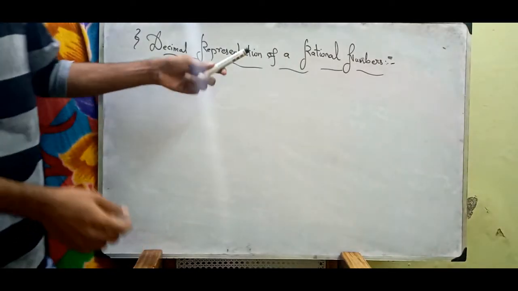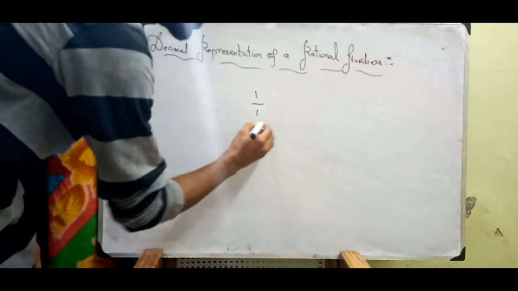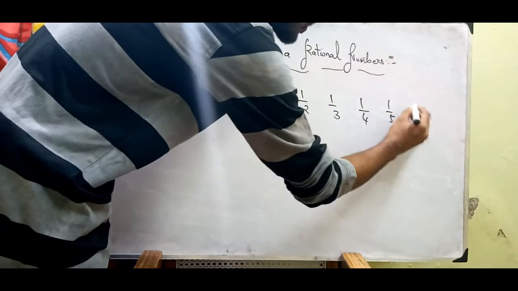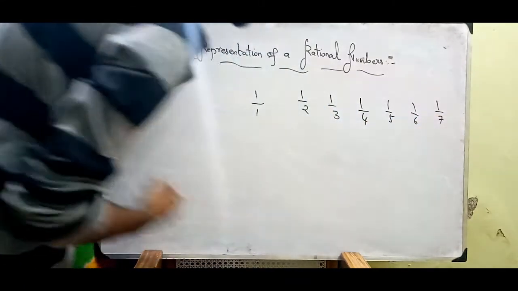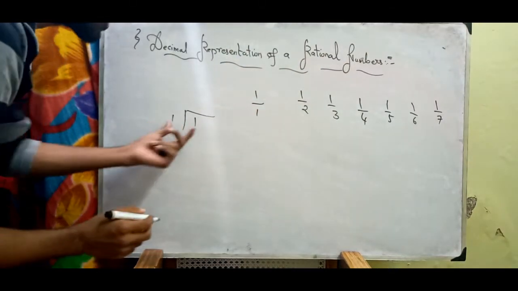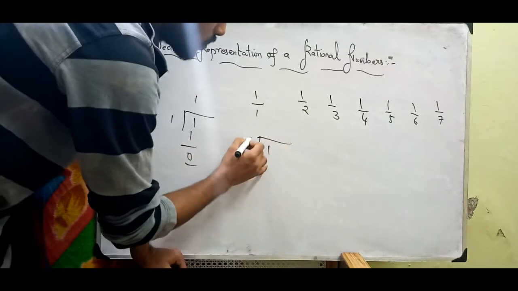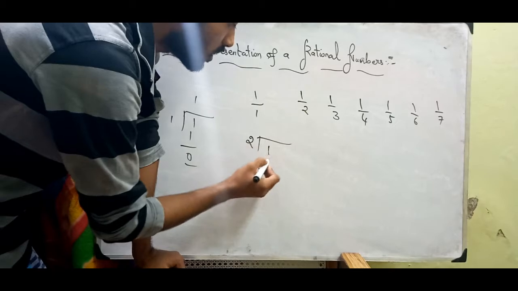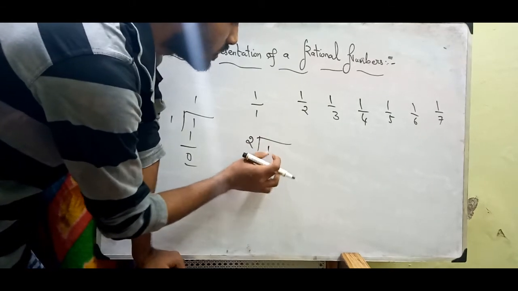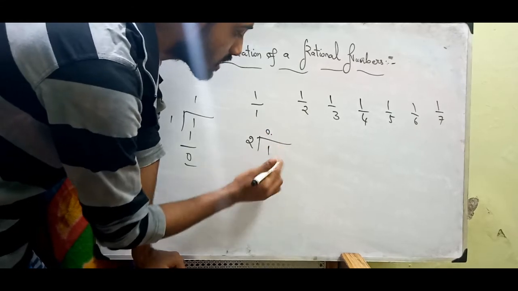Okay, let us move to the decimal representation of rational numbers. I'm just moving towards 1 upon 1, 1 upon 2, 1 upon 3, 1 upon 4, 1 upon 5, 1 upon 6 and 1 upon 7. We know how to calculate 1 upon 1. One ones are 1 and the remainder will be 0. And for 1 by 2, 2 cannot be a quotient to give such numbers, so that is why I'm denoting it as a decimal number.